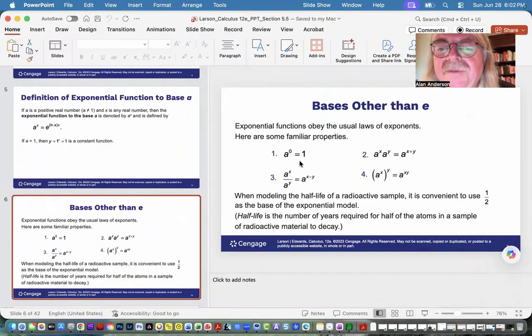As long as we have the same base, any base a to the zero power is one. Here's the product rule: a to the x times a to the y equals a to the x plus y, because they're the same base. This is the quotient rule: a to the x over a to the y is a to the x minus y. And then this last one is the power rule for exponents: a to the x raised to the y power is a to the x times y. I'm sure you've run into these before, but it's good to review them.